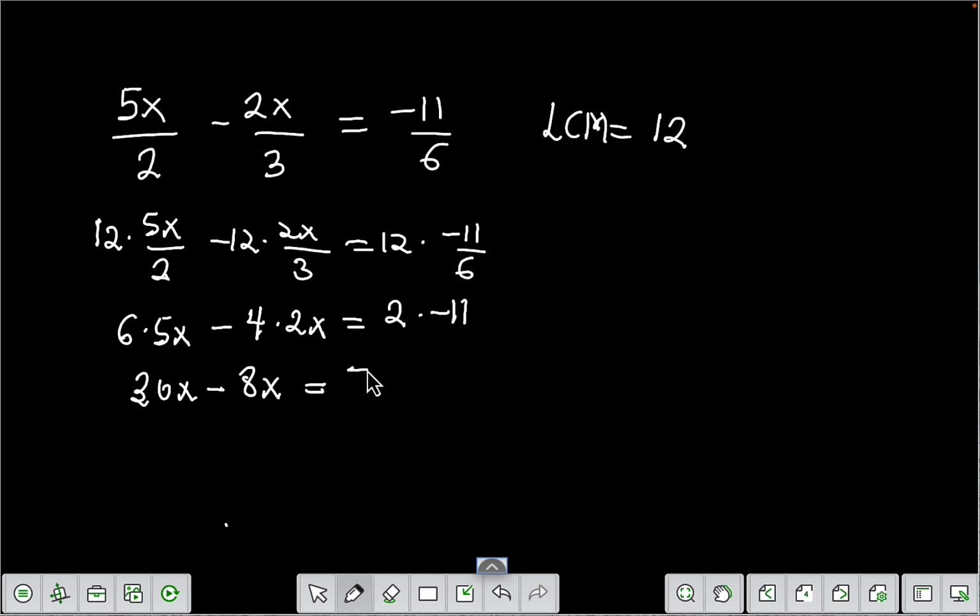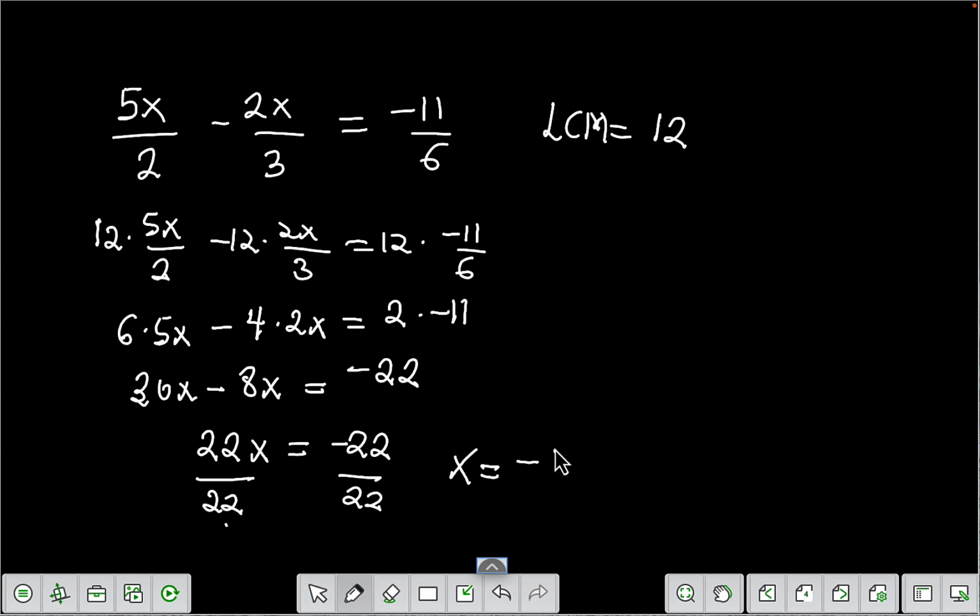give us negative 22. 30x minus 8x are like terms, so we can subtract their numeric coefficients. 30 minus 8 will give you 22, so 22x, and that is equal to negative 22. We do the division property of equality by dividing both sides by 22, and so x will be equal to negative 1.